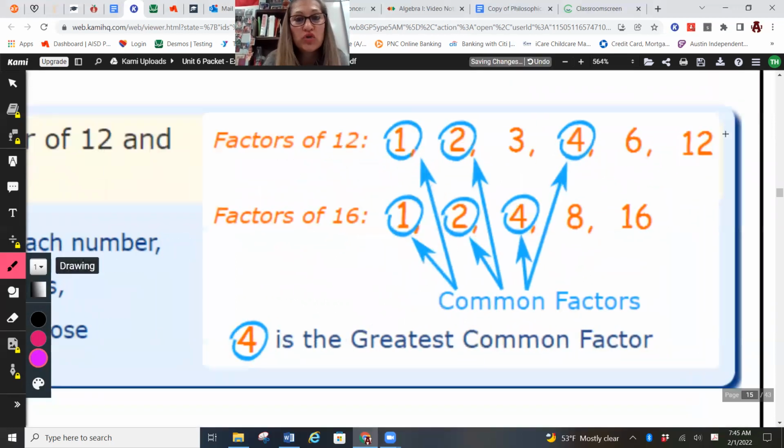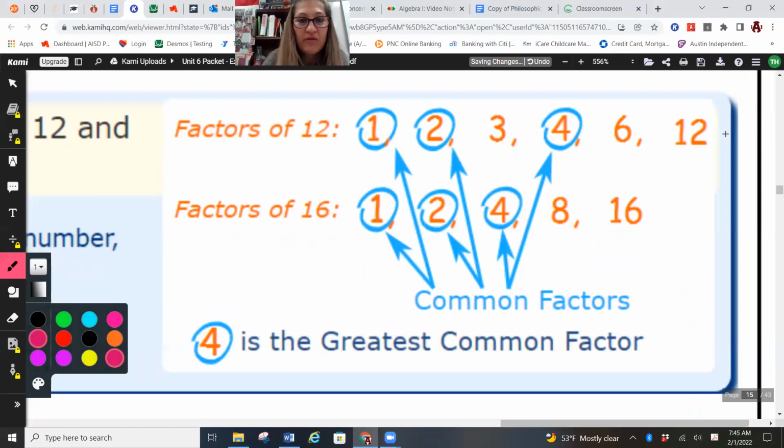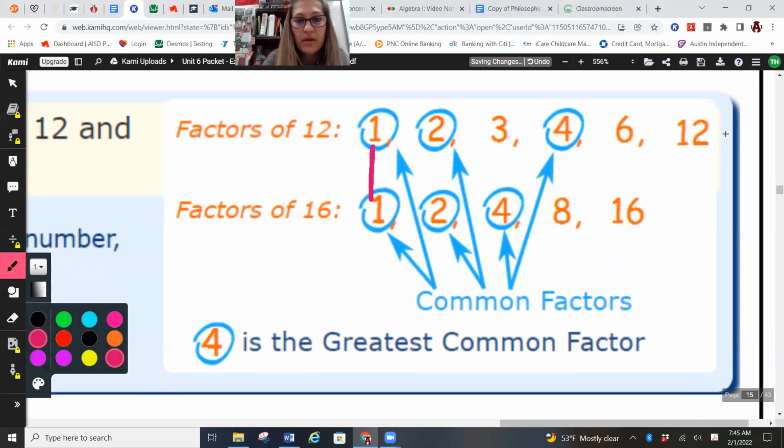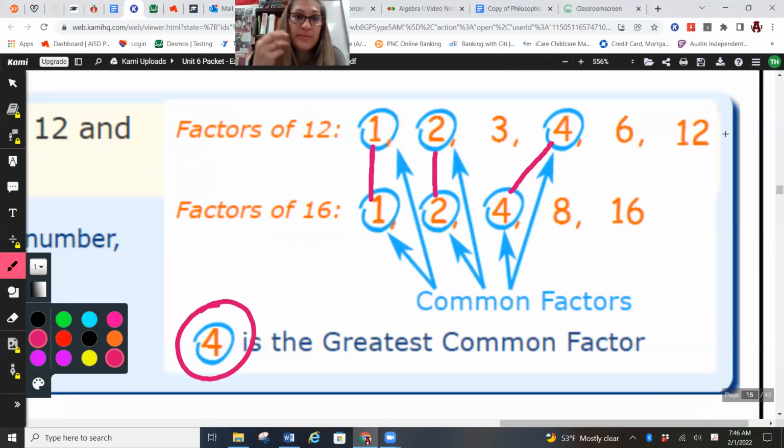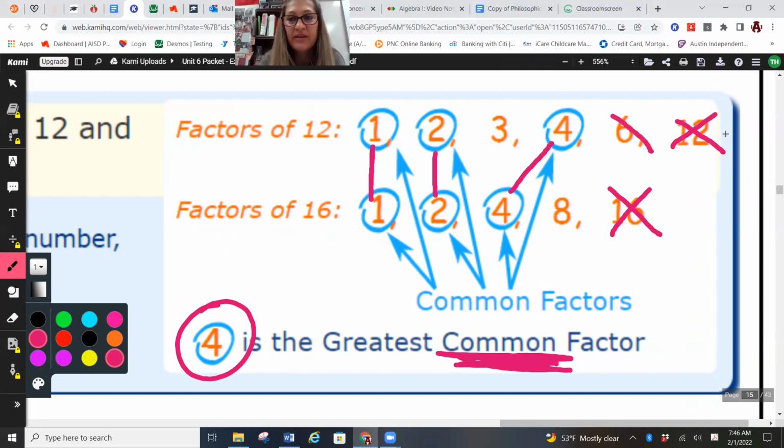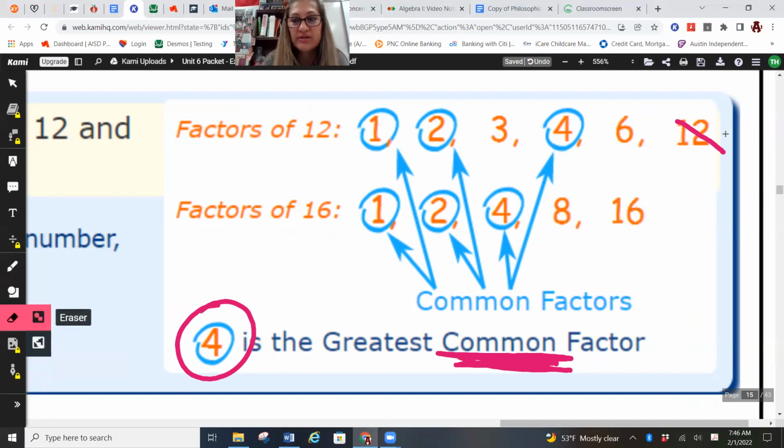Bullet point 2 says circle the ones they have in common. Okay, they have a 1 in common, they have a 2 in common, and they have a 4 in common. That's why they have those arrows. Now, which of these is the greatest? 1, 2, or 4? Yes, 4 is the biggest number that they both have in common. So that's the key. They have to have it in common. They didn't have a 16 in common, they didn't have a 12 in common, they didn't have a 6, and that one didn't have an 8. So the greatest one they did have in common was 4. And that's how we find the greatest common factor.